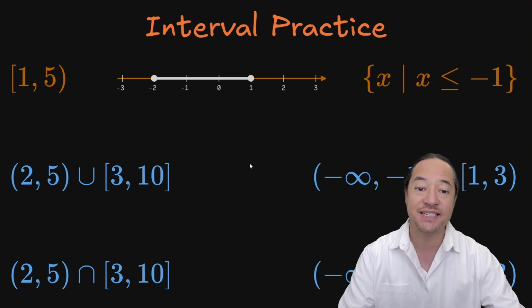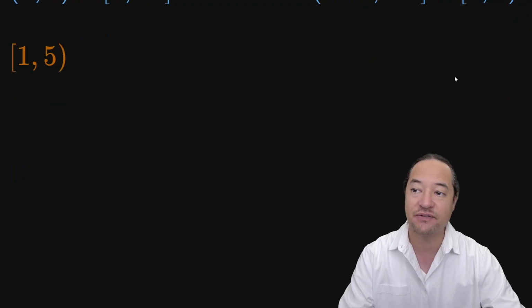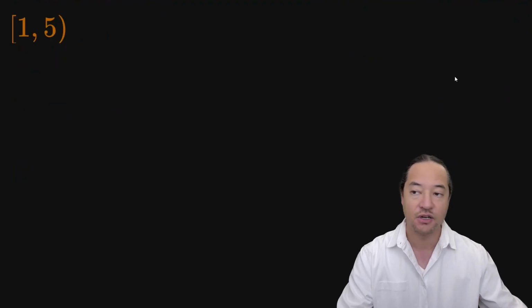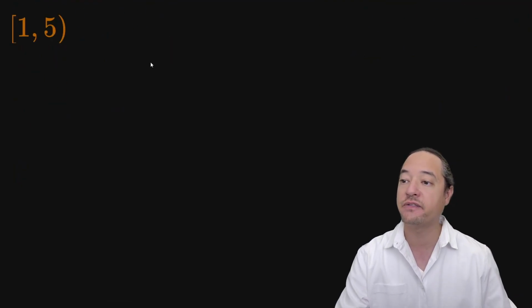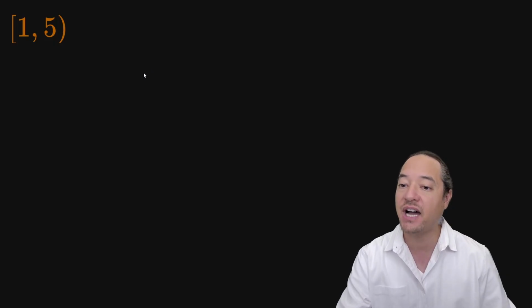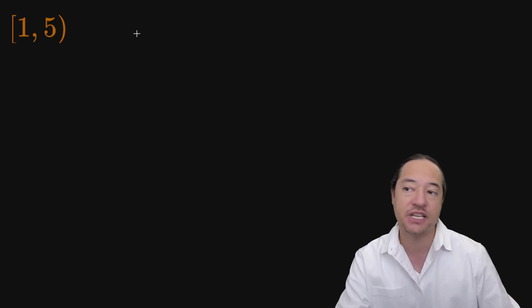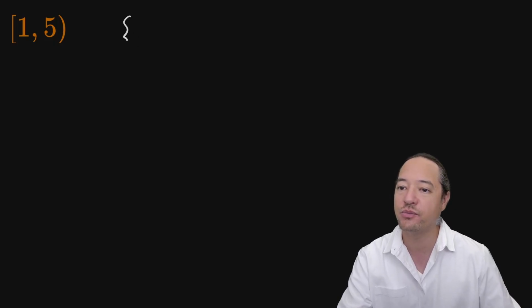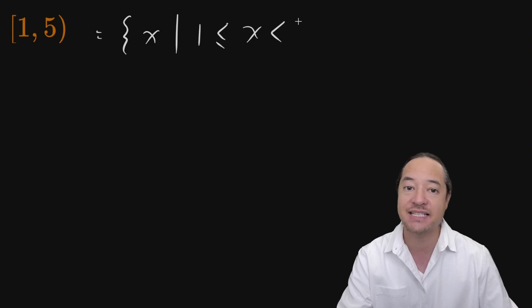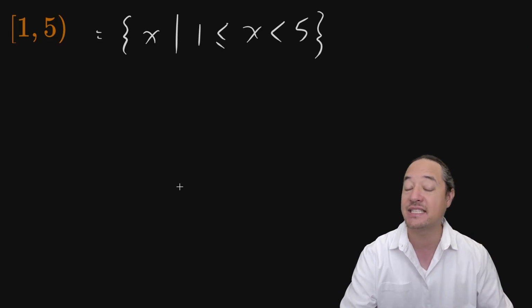All right, so let's give it a shot now. Let's look at the first one. We have an interval from 1 to 5. What is this going to look like? Well, let's describe this using set builder notation first. So this is going to be equal to the set of all x, such that 1 is less than or equal to x is less than 5. And there we go. That is the same interval in set builder notation.